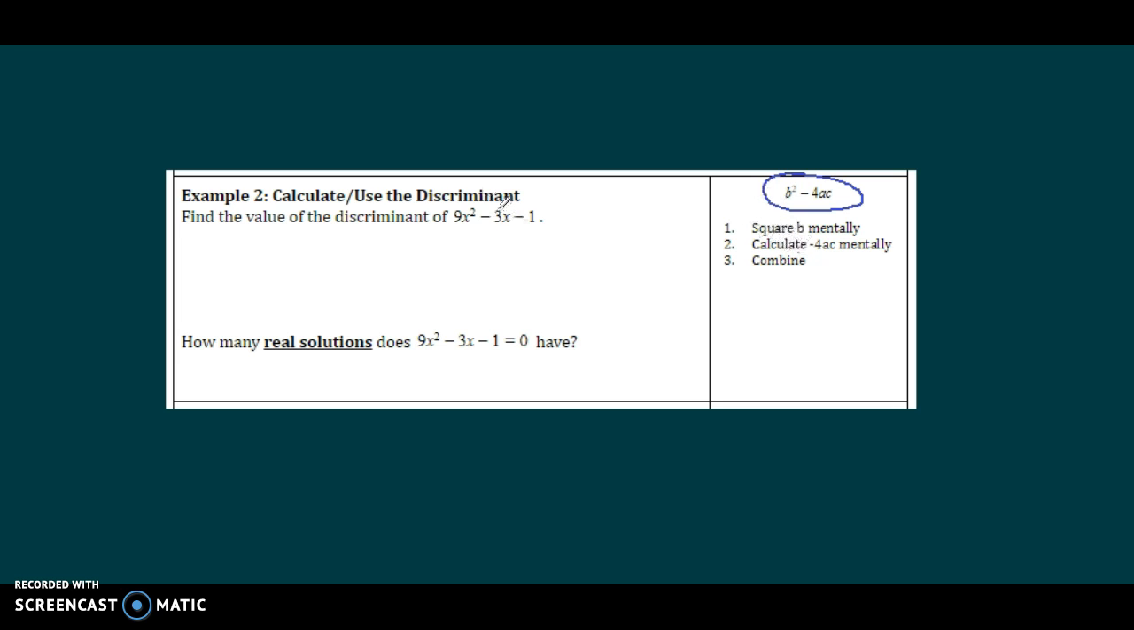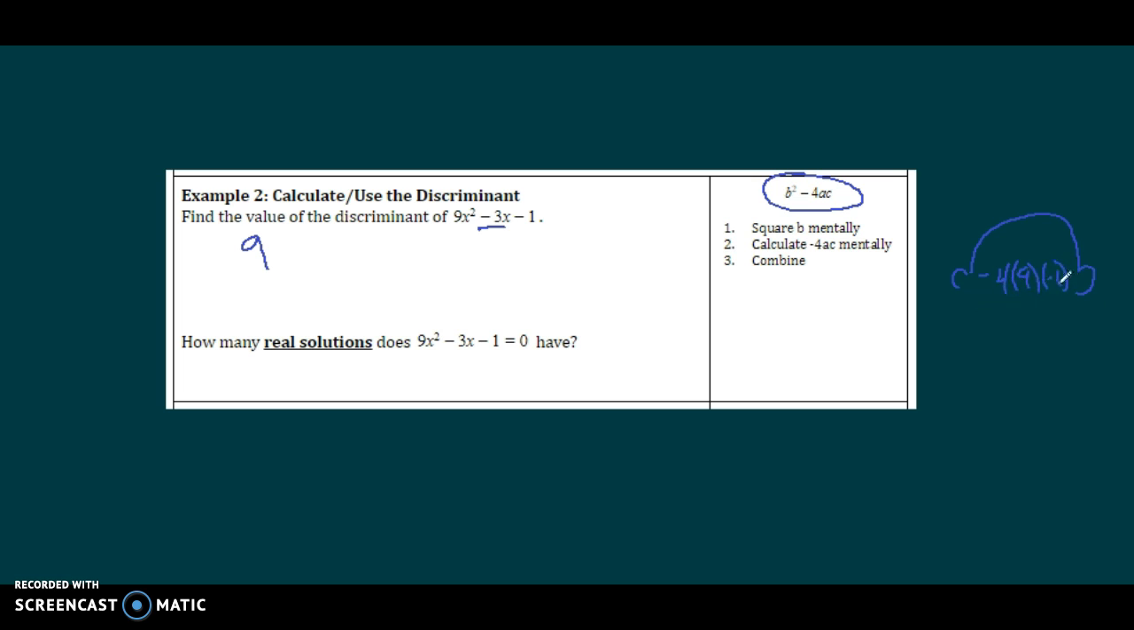Take this b value of -3, square that in your head. -3 times -3, you can do that. It's 9. Jot it down or don't. I recommend you do. The other thing I would recommend you do in your head is -4ac. So I'm going to always have a -4. A in this case is 9. C in this case is -1.